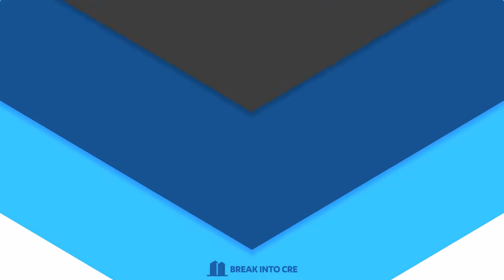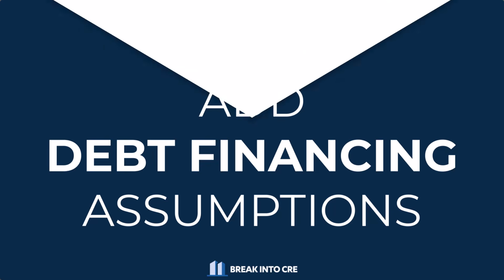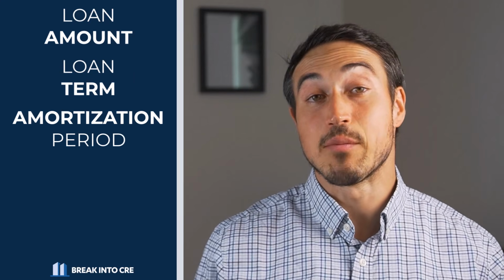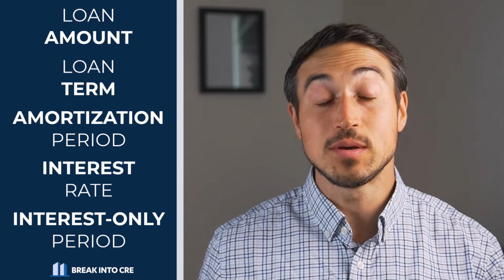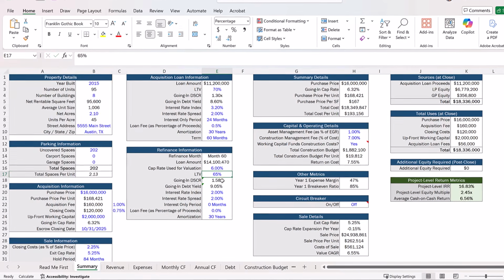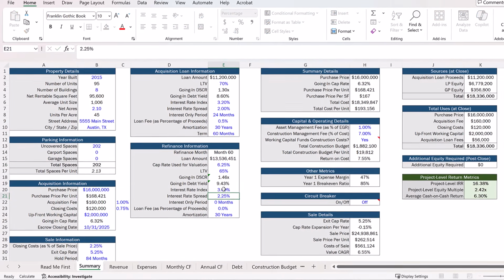Now, once your operating assumptions are added into your model, the next step in the underwriting process is adding your projected debt financing assumptions and the terms of that loan. This includes adding things like the projected loan amount, the loan term, the amortization period, the interest rate, and potentially even an interest-only period, and this could also include refinance projections if the initial loan term is shorter than the projected hold.